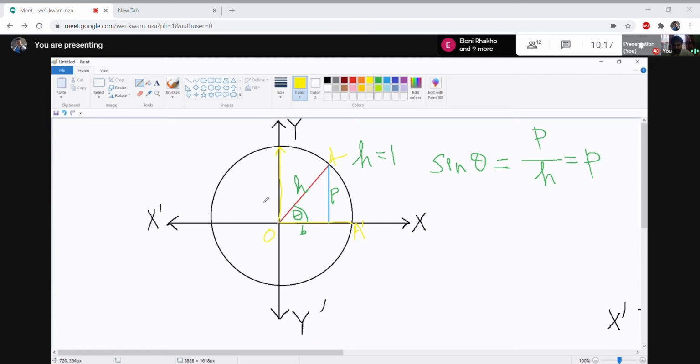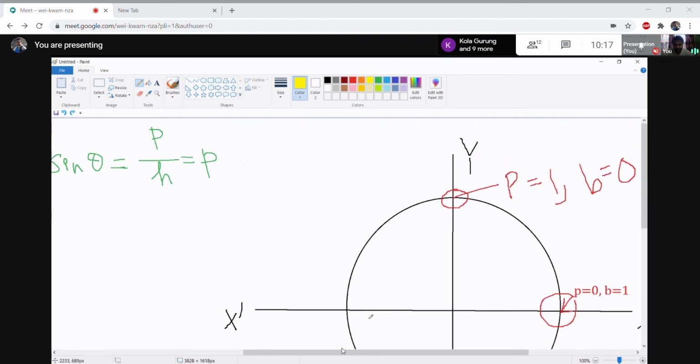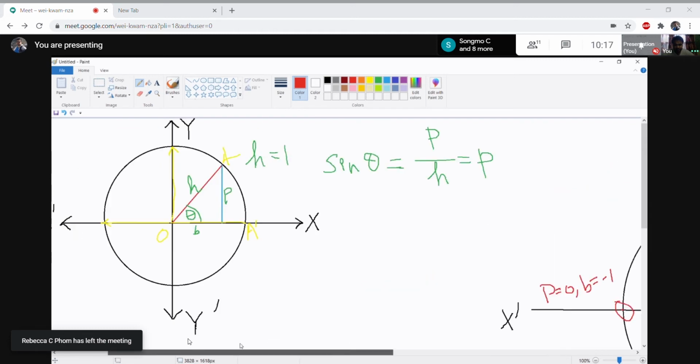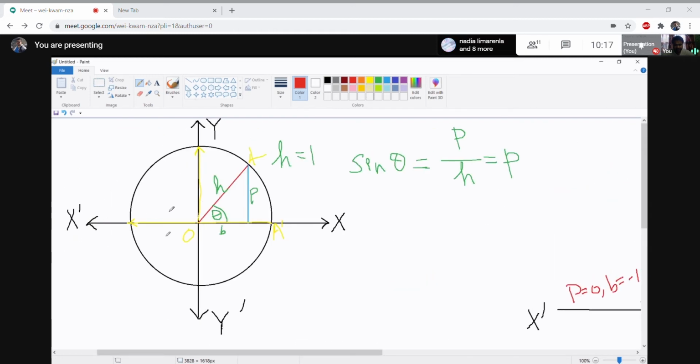Similarly here, when the line will be here, P will be 0. Okay, in this point P will be 0 and B will be -1. Okay, why -1? Suppose we are taking this side as positive, so this side will be negative. Similarly, this side is positive, so this side is negative. Am I clear?